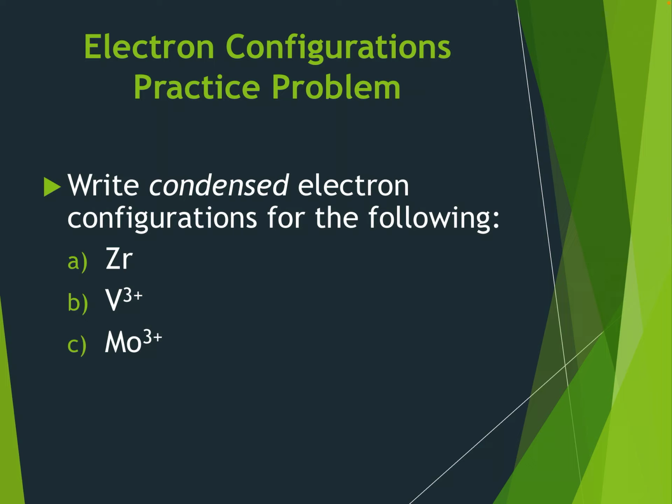So I want you to go ahead and write the condensed electron configurations for each of those elements or ions. Again, for the condensed electron configuration, you're going to put your noble gas in brackets and then write the electron configuration starting from that noble gas. Remember what it means if something is a 3+ ion: it has done something with its electrons. Go ahead and try that out, pause, and then come back when you're ready.